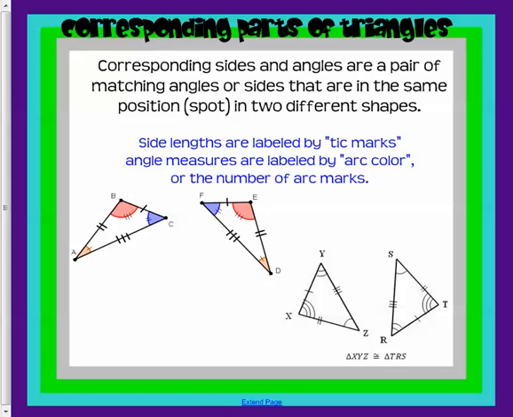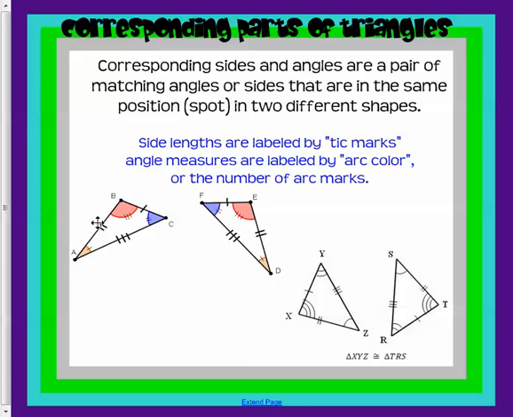Today we're talking about angle-angle similarity postulate. Corresponding sides and angles are a pair of matching angles or sides that are in the same position or spot on two different shapes. For example, if you look here, the red angle mark at angle B and E means that they're both the exact same angles. Same with F and C, and same with A and D.